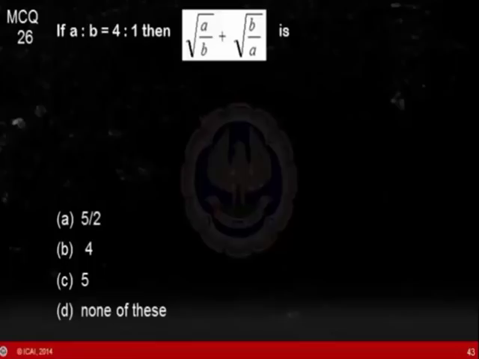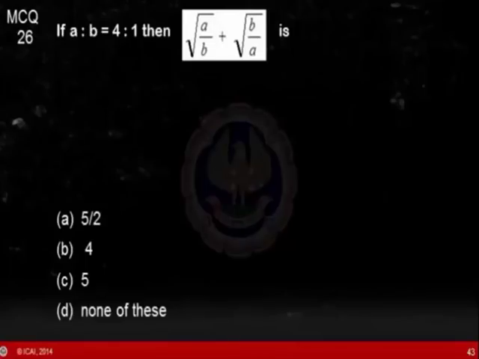So MCQ number 26, it says if A is to B is equal to 4 is to 1, then find out the value of root over of A by B plus root over of B by A. See the question once, and we'll just try solving this mentally. See, as ever I tell you, take the common ratio as x, so it would be A is 4x, B is x. So we'll just substitute. Instead of A it's 4x, instead of B it's x and x is getting cancelled. So you have root over of 4, which would give you 2.